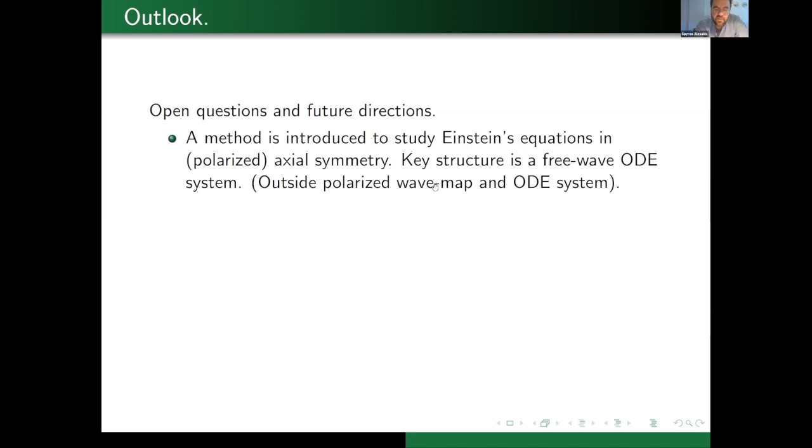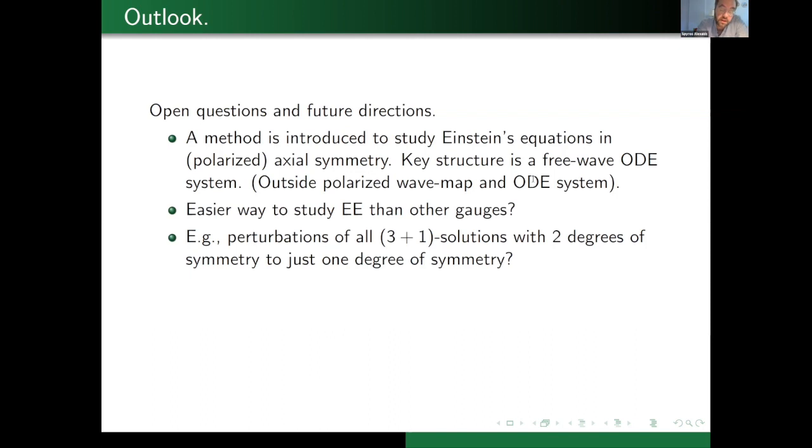Okay, if you didn't have polarization, it would be a wave map system with ODEs. So it's conceivable, I believe it's true, that you can study Einstein's equations in this gauge, and it's actually going to be simpler than other gauges in many settings. All right, so this opens the avenue.